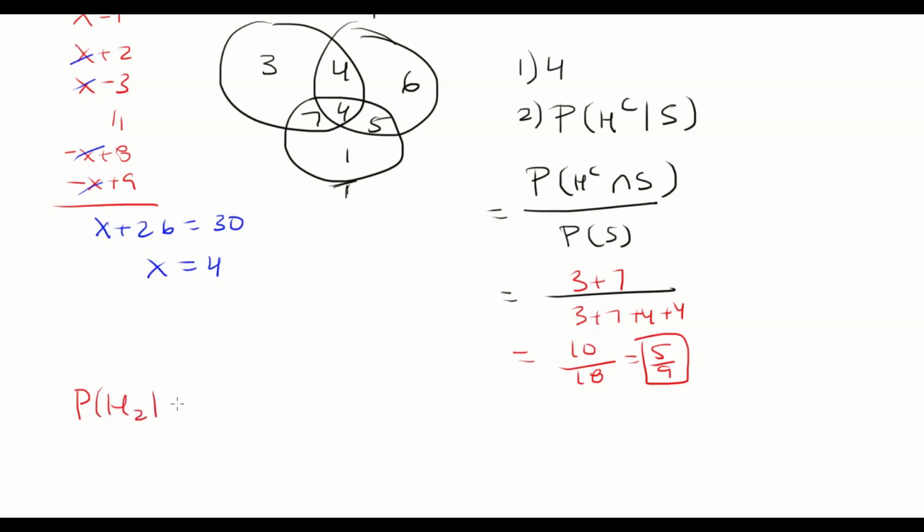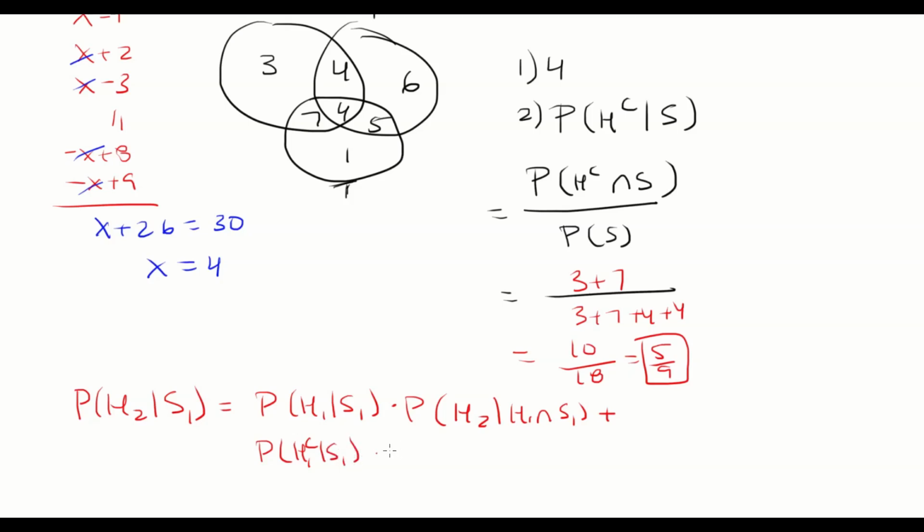Probability second person plays hockey given the first person plays squash, as a probability the first person plays hockey given the first person plays squash times probability the second person plays hockey given the first person plays hockey and squash. Plus, now you want to do the complement, so this time the first person does not play hockey given he plays squash times the probability the second person plays hockey given the first person does not play hockey and he plays squash.